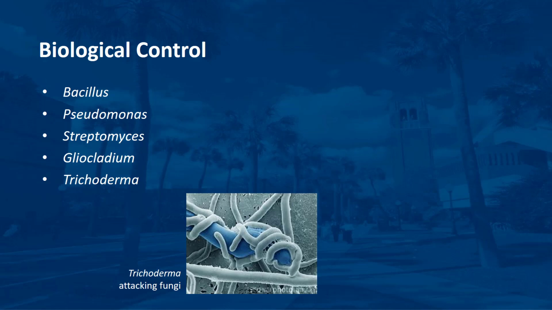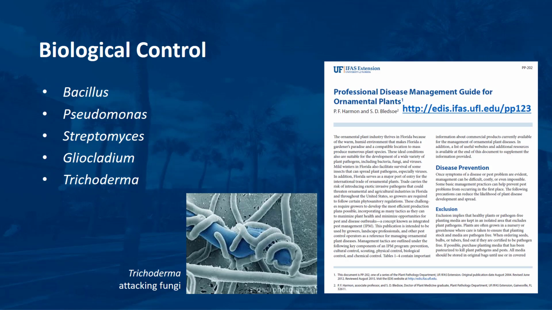Biological control is the use of beneficial microorganisms to suppress soil-borne and foliar plant pathogens. Products containing bacteria such as Bacillus, Pseudomonas, and Streptomyces, and fungi such as Gliocladium and Trichoderma have reduced a variety of fungal plant pathogens in various experiments, especially when incorporated into transplant media or used as seed treatments. Products containing biological control agents that are currently available for disease management for ornamentals are listed in UF-IFAS EDIS publication PP 202, Professional Disease Management Guide for Ornamental Plants, available at the address shown here.